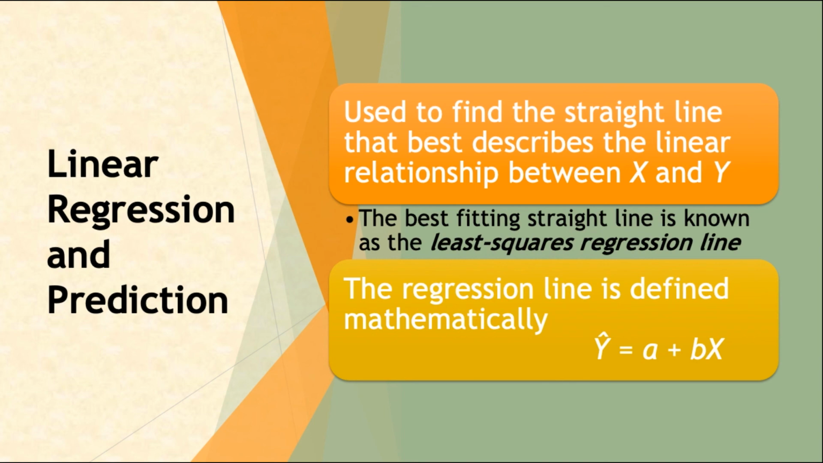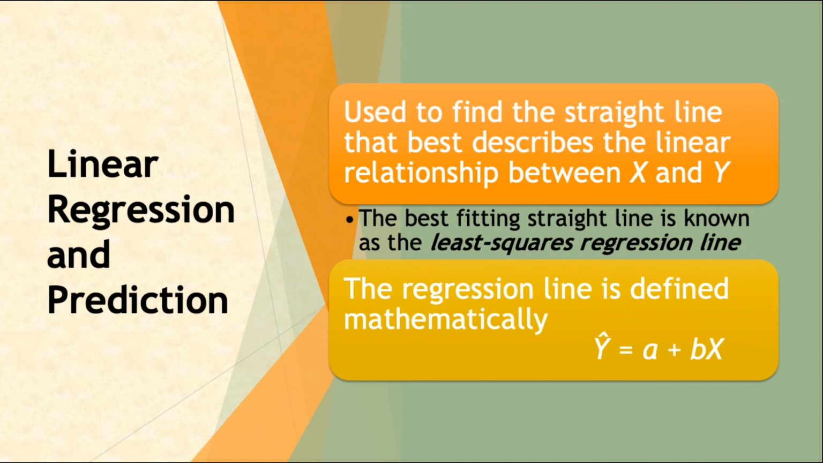The idea behind bivariate regression is to find the straight line that best fits the data plotted on a scatter plot, and we will discuss this later. The best fitting straight line is the one that minimizes the sum of squared deviations of each data point from the line, as measured along the y-axis. This line is called the least squares regression line.